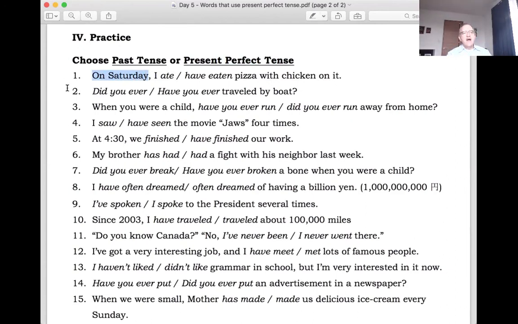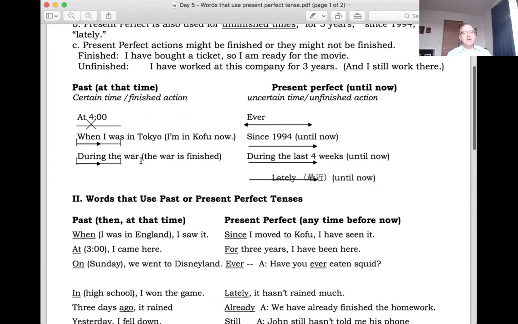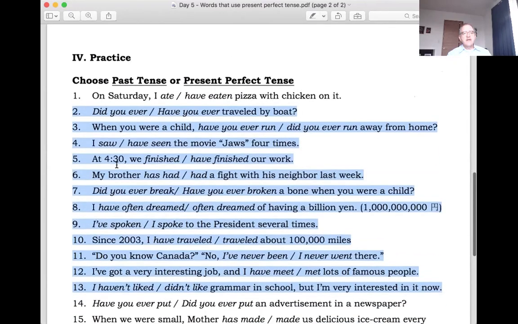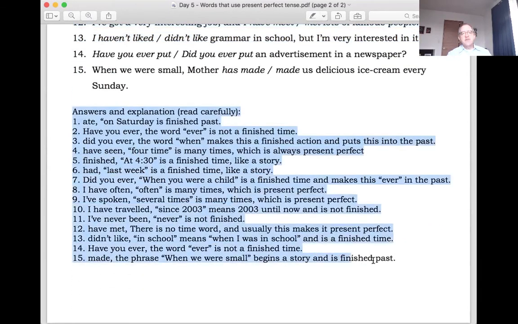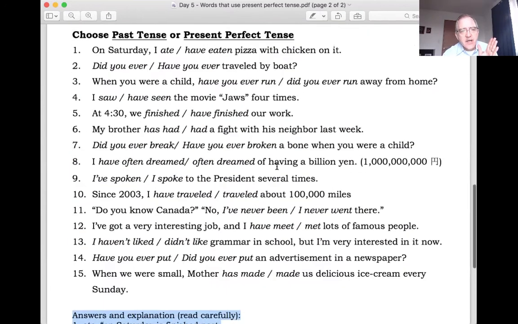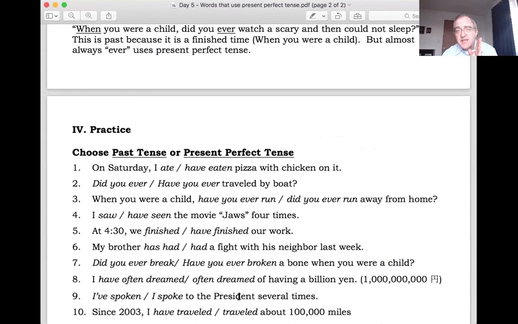Now, try all of these after you study this information here. Try all of these and then check the answers. Here are the answers, and I have explained why, okay? So study these, try the questions, then check the answers and study this for your test. You have a test. Okay.